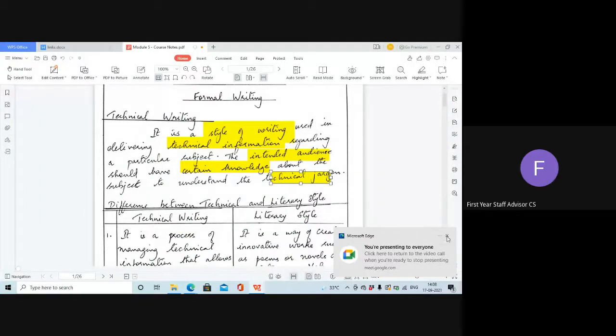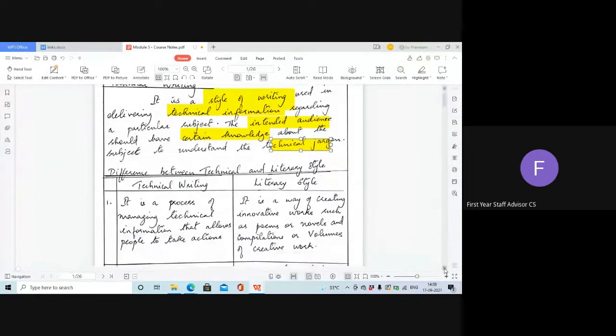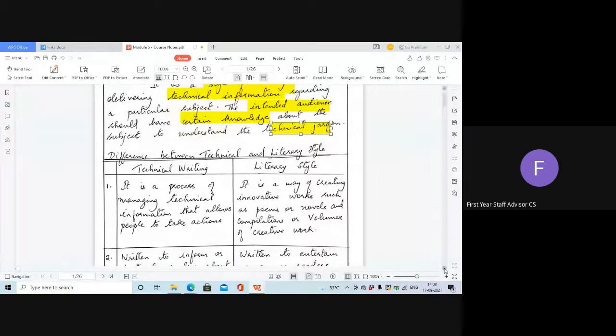Now let us see what is the difference between technical and literary style of writing. That is technical writing and literature, that is, you read storybooks and other literary works. So what is the difference between technical writing and literary style of writing? There are certain differences.